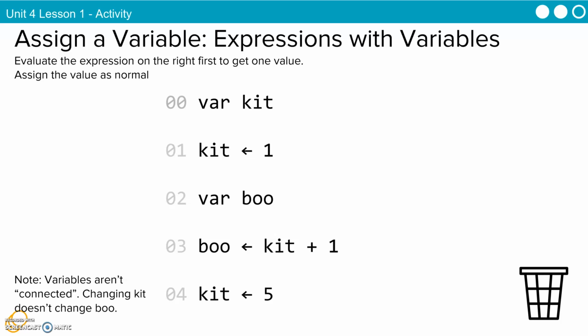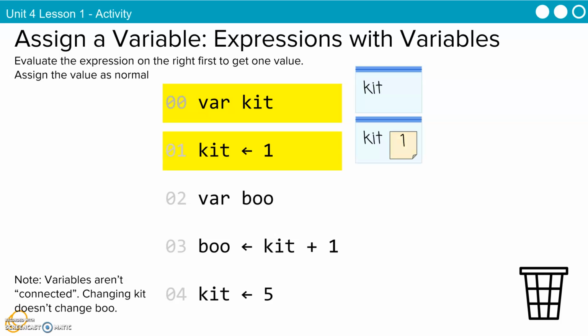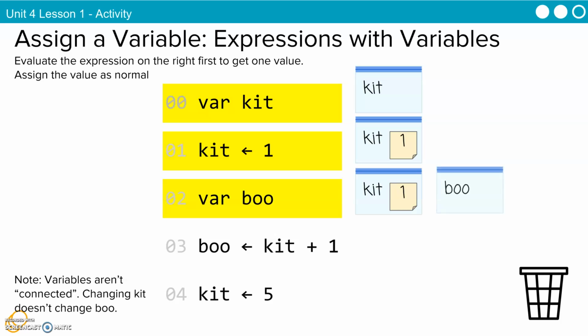So here's another example. We start off with the variable kit. So we create a bag called kit. We then assign that the number 1. So we put a sticky note 1 in there. We then create a variable called boo. Notice we still have the variable kit, that's 1, but now we also have a variable named boo that's empty because we haven't given it any value to put into the bag.